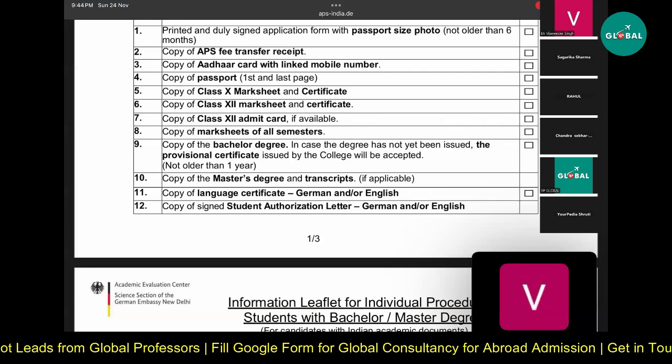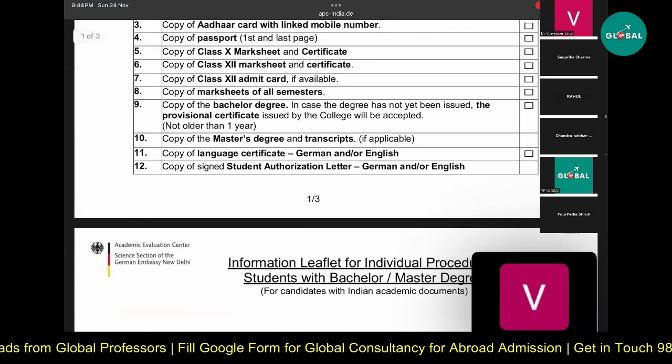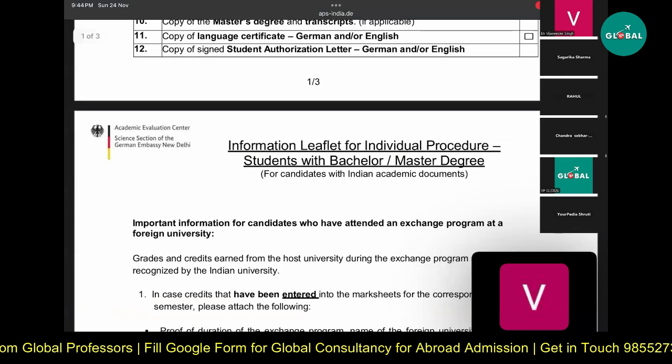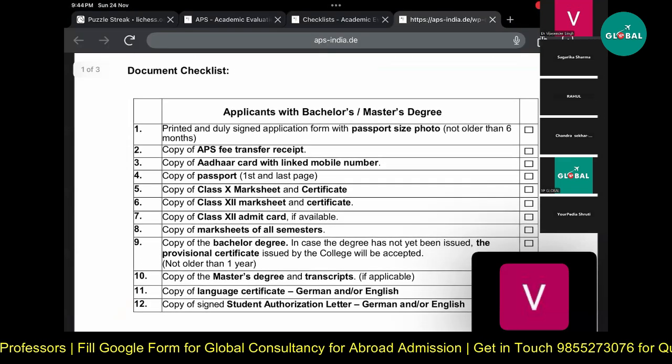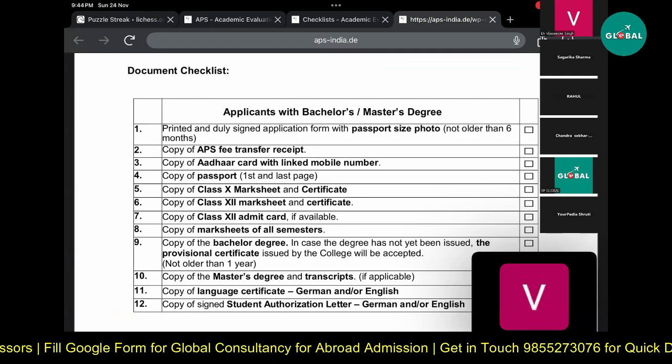So that was the first requirement we have seen on top of the website. Okay, Ankit, I have a question. Yes, sir, sure. Number two, there is a copy of the APS fee transfer receipt. If you can tell about that again.